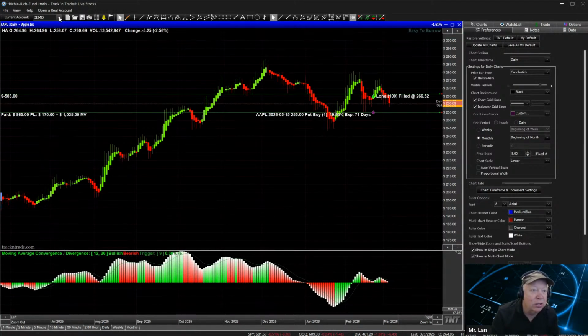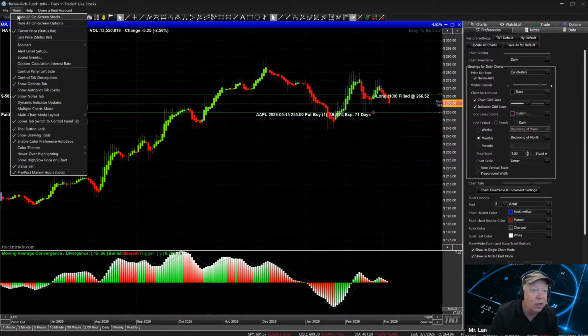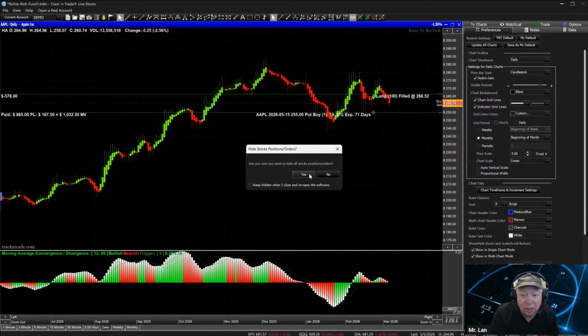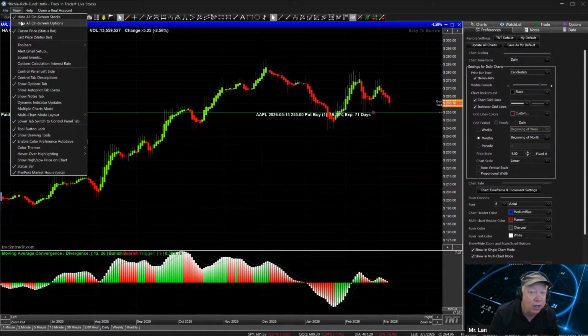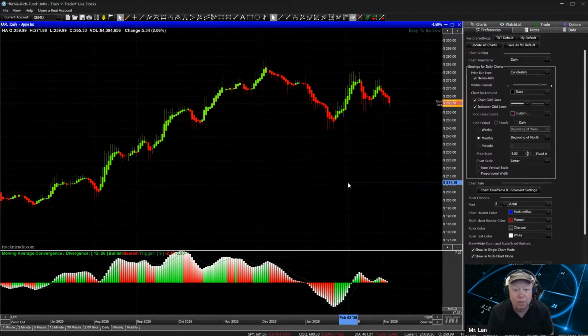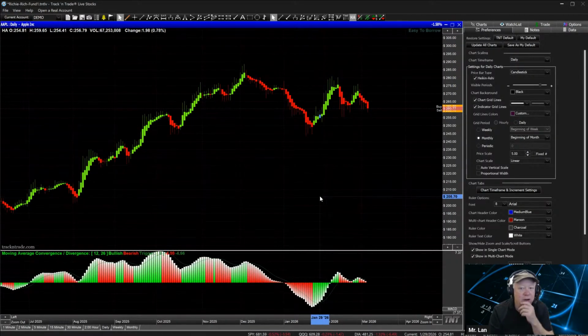So let's go view, hide all on-screen options, all stocks and options. Yes, let's hide them: view, hide options. So just clean the chart up. All right, so there's our standard Apple chart.